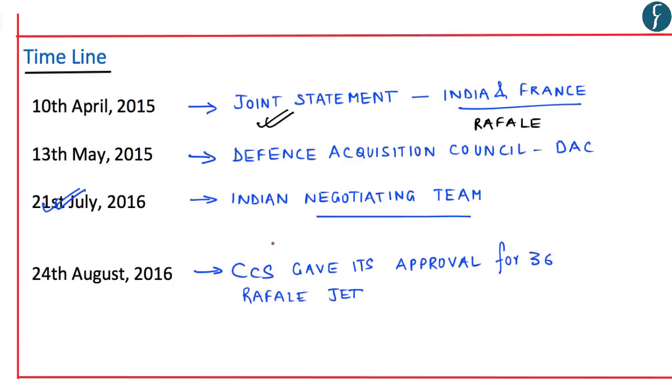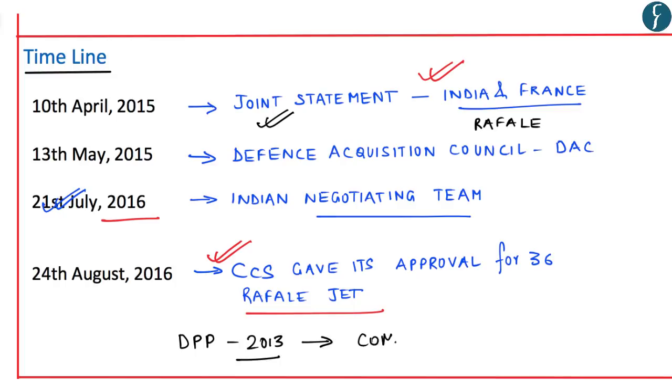So after the Indian negotiating team submitted its report on 21st July 2016, the Cabinet Committee on Security gave its approval for 36 Rafale jets, and this was exactly what was stated by the Government of India in its submission in the Honorable Supreme Court with respect to the procedures followed in terms of procurement of Rafale between India and France. The government in its submission also mentioned that the entire process of Defence Procurement Procedure of 2013 was completely followed. Since this is an ongoing case in the Supreme Court, let's wait for the final verdict.